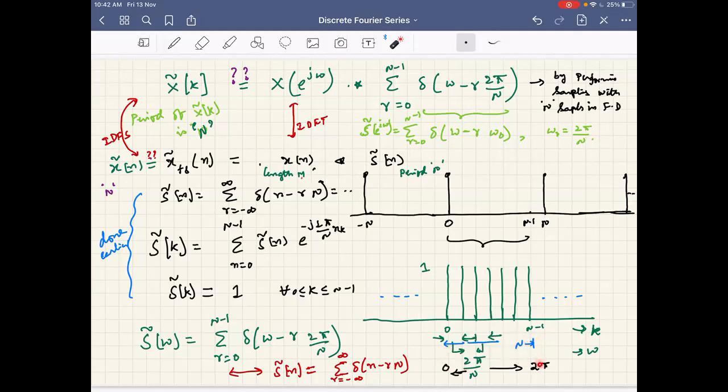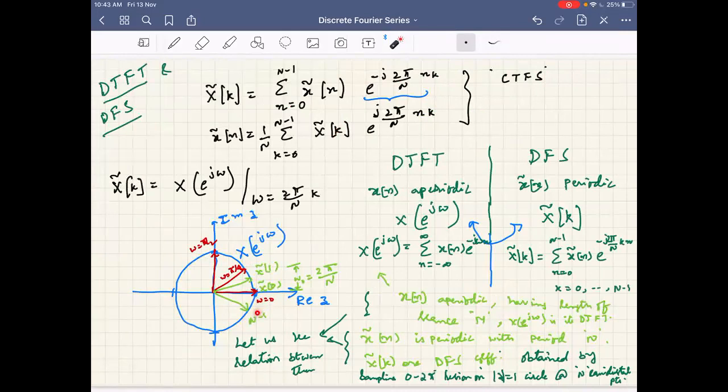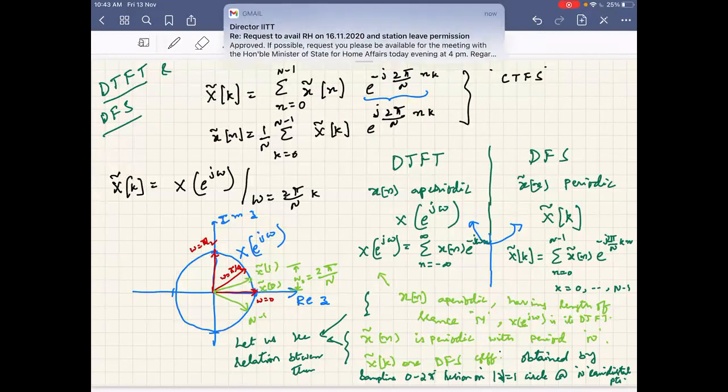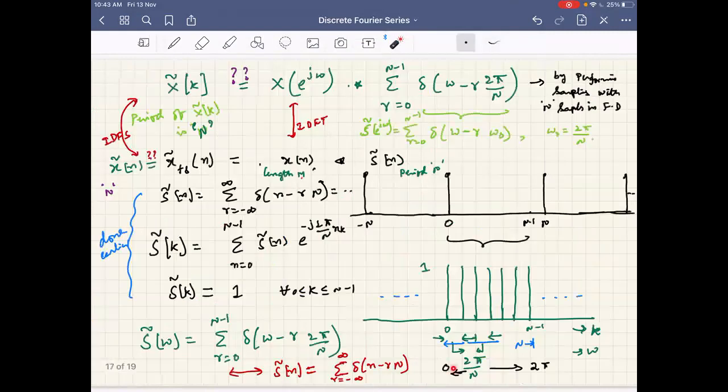Correct or not? They have 0 to 2 pi. 0 to 2 pi is the only region that is available in the frequency domain. So when you consider the complex exponential, there are n samples which are all 1, 1, 1, equidistant. So these n samples have to span here, right? Yes or no? Yes, sir, I understood. And hence they are spaced 2 pi by n.